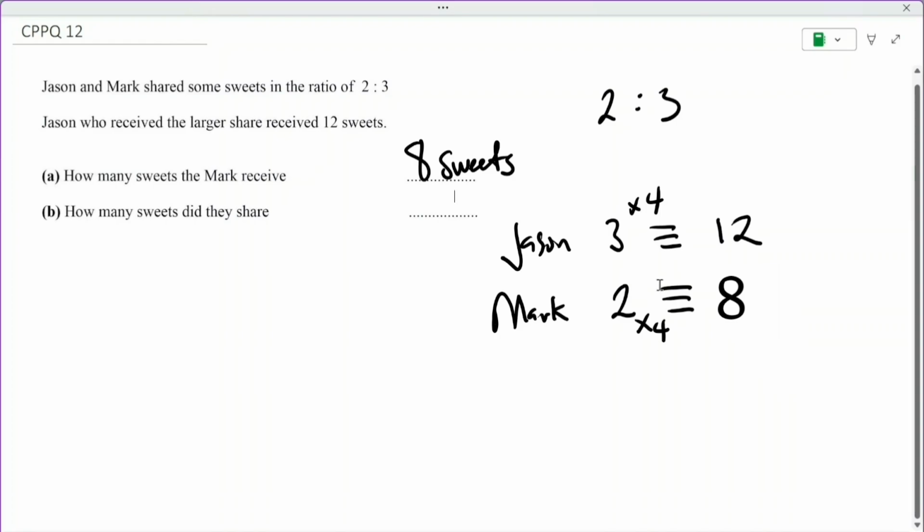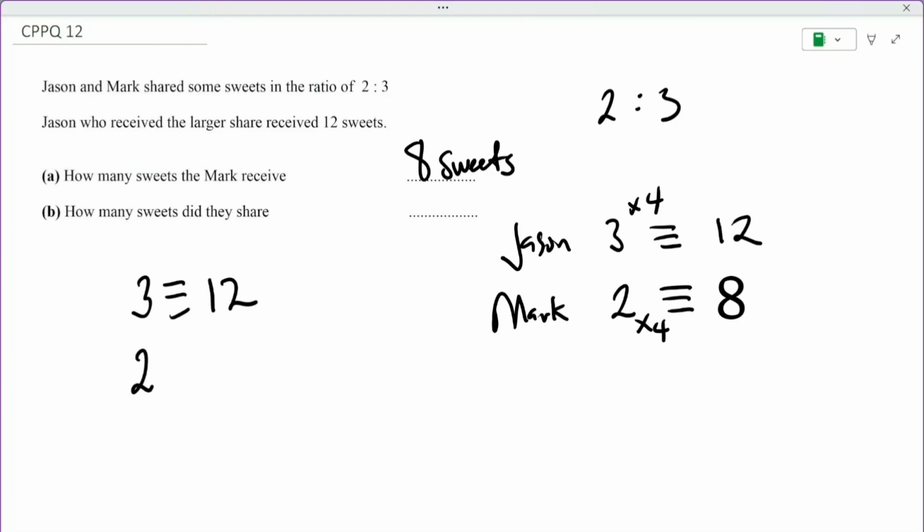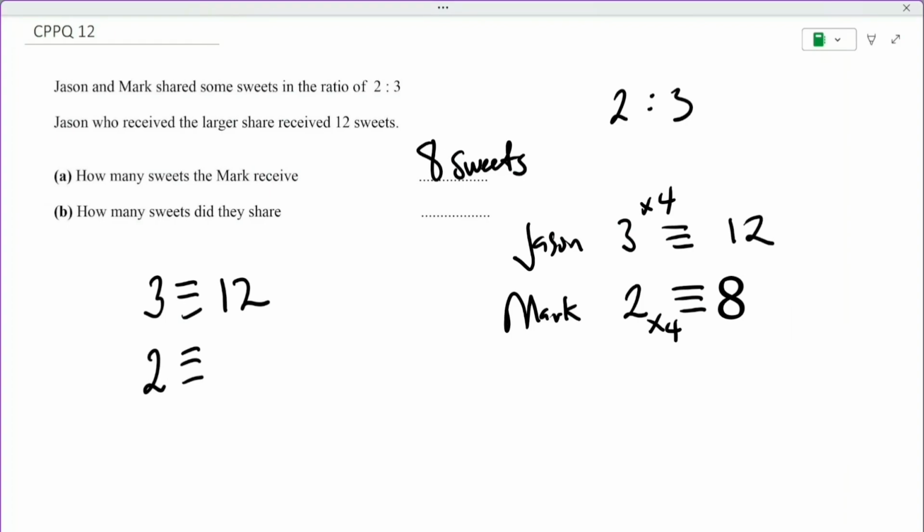We can also solve with a method similar to this but quite different. That is, you cross multiply to get the number of sweets Mark will get. We have Jason's ratio as 3. The number of sweets he received is 12. You can say this is equal to or equivalent to 12. For Mark, his ratio is 2. That's equivalent to taking the number of sweets he received as X.